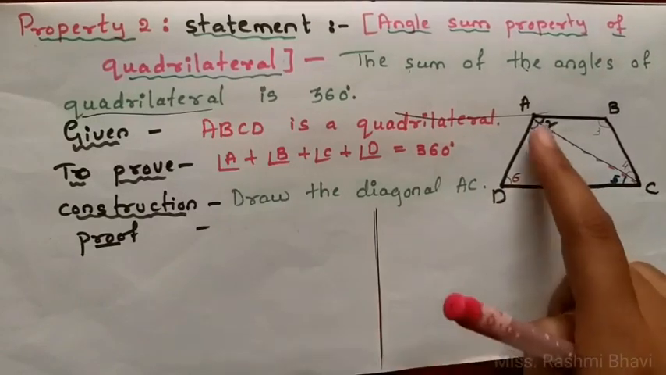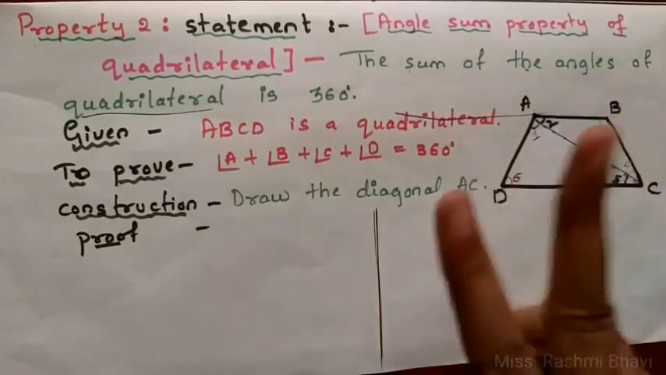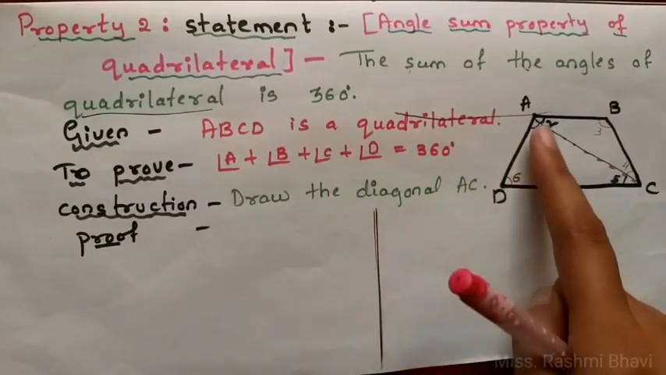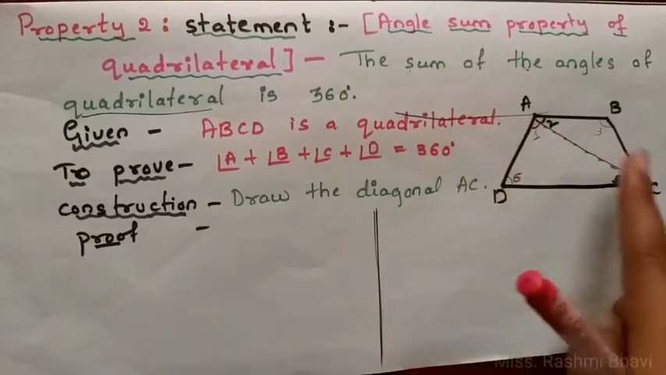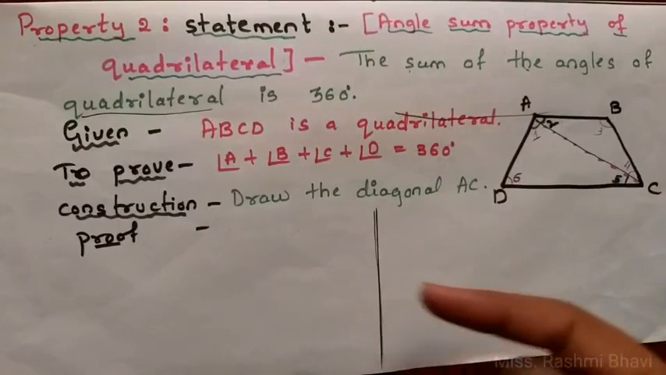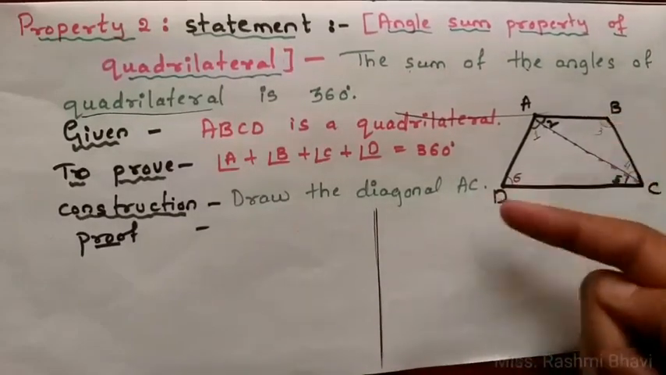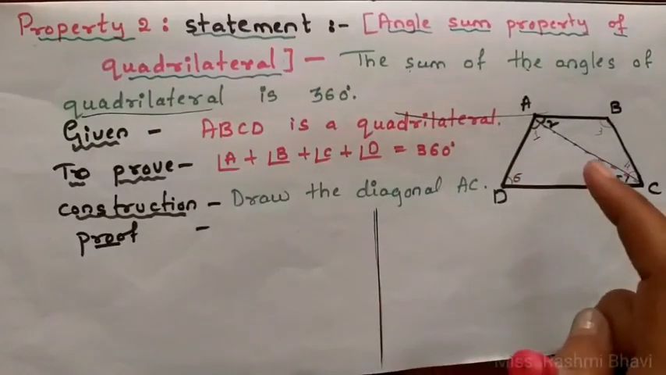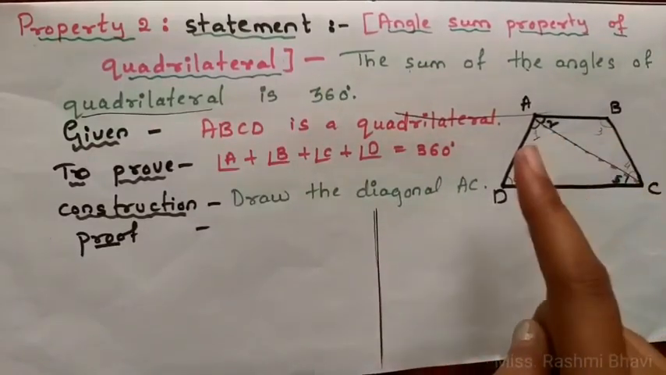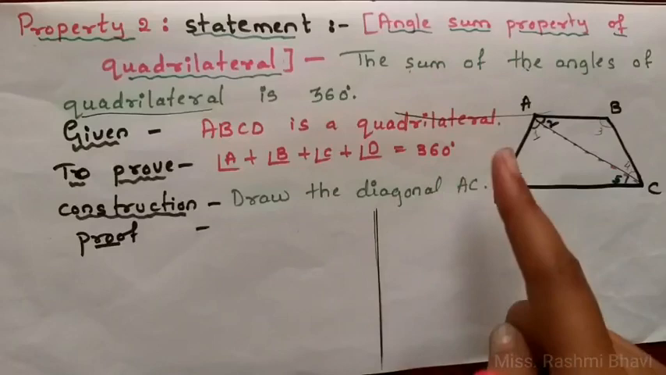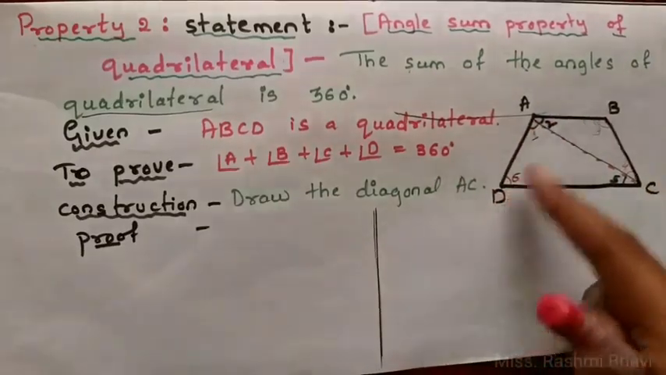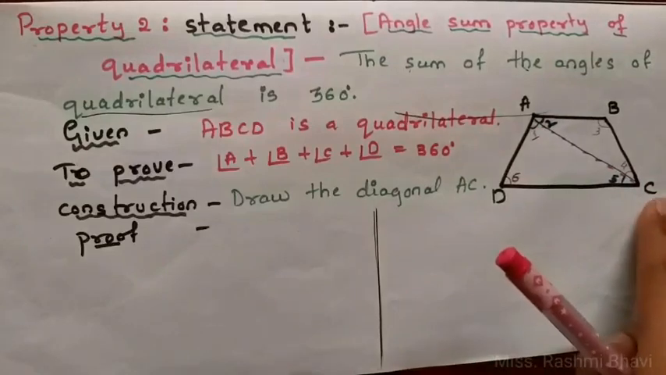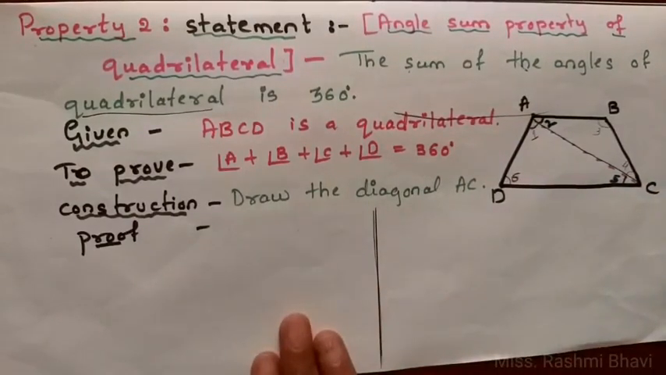Here angle A and angle C are divided into two angles because we are taking the diagonal AC, or you may choose the diagonal DB also. Here we have to draw only one diagonal. In this solution we draw only one diagonal. You may choose AC or DB. Here I am selecting the diagonal AC. So let's start the proof now.